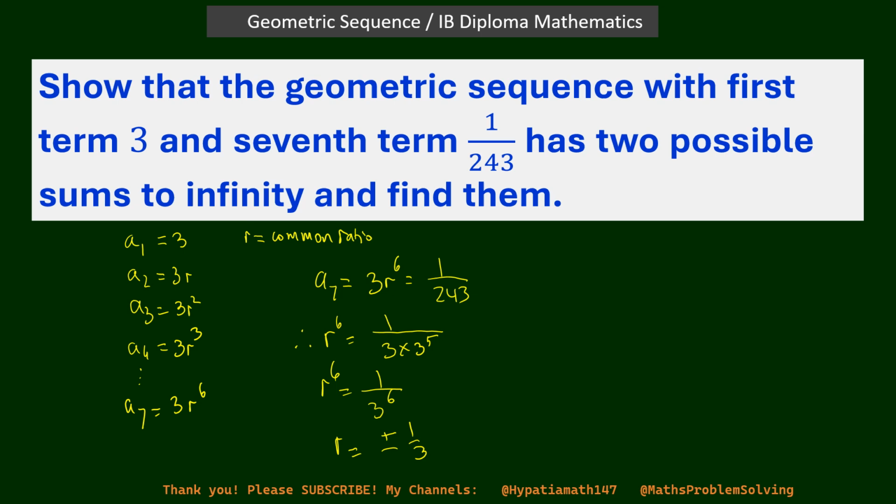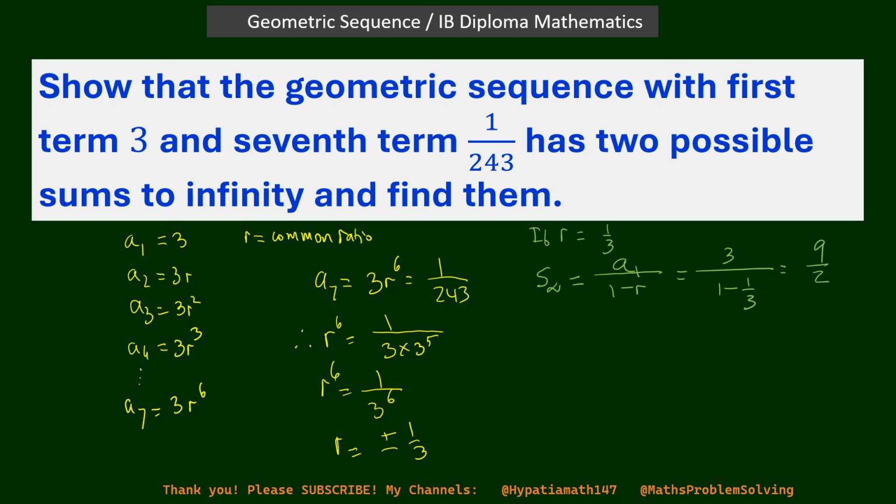So if r equals 1 out of 3, the sum to infinity would be a out of 1 minus r. Now a, or in this case a1, is 3, out of 1 minus 1 out of 3, and that equals 3 out of 2 out of 3, so it will be 3 times 3 out of 2, and that is equal to 9 out of 2.